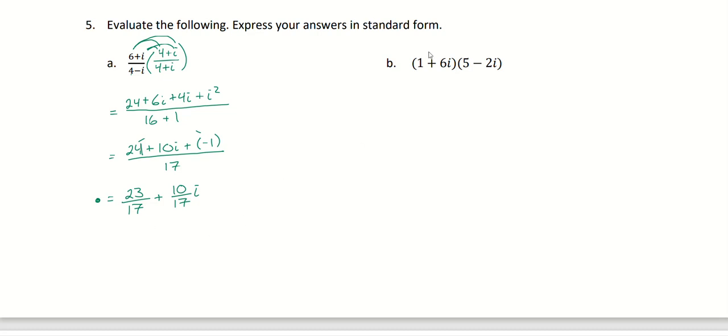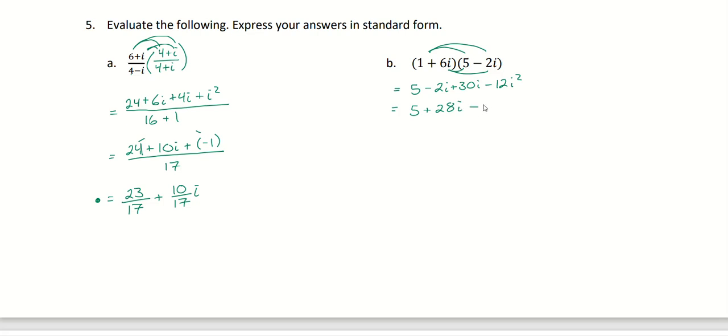Awesome. This one, just a little bit of FOIL. 1 times 5 equals 5. 1 times -2i is -2i. 6i times 5 is plus 30i. And then 6i times -2i is minus 12i squared. So, same 2 little steps. These i terms in the middle are like terms. Looks like it's going to be plus 28i.